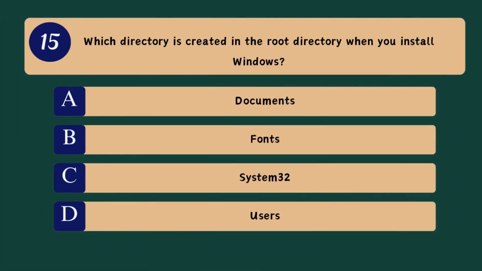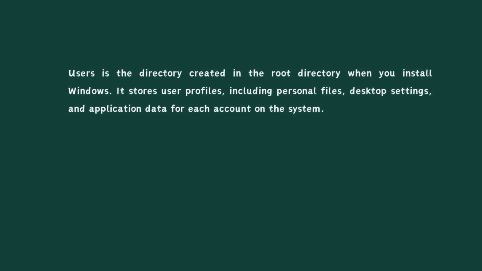Question 15. Which directory is created in the root directory when you install Windows? A. Documents. B. Fonts. C. System32. D. Users. Correct answer: D. Users. Users is the directory created in the root directory when you install Windows. It stores user profiles, including personal files, desktop settings, and application data for each account on the system.